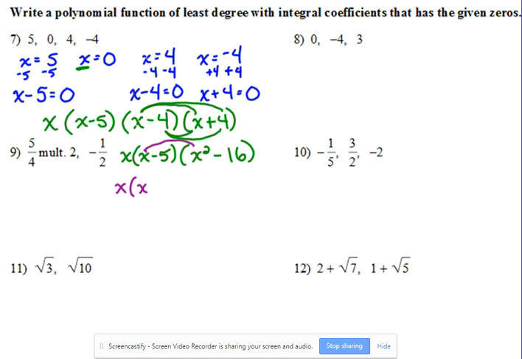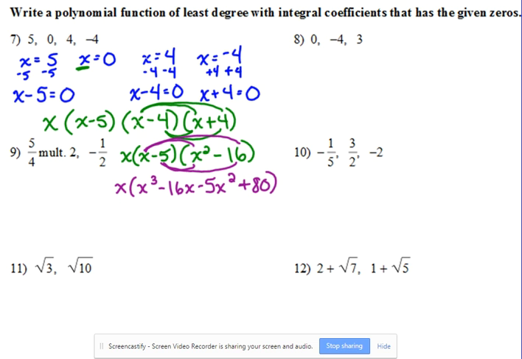X times x squared is x cubed. Be careful with that because usually when we multiply there we get x squared. But x times x squared is x cubed. X times negative 16, so negative 16x. Negative 5 times x squared, negative 5x squared. And negative 5 times negative 16 is negative 80, or positive 80, excuse me. Negative times a negative is a positive. 5 times 16 is 80.